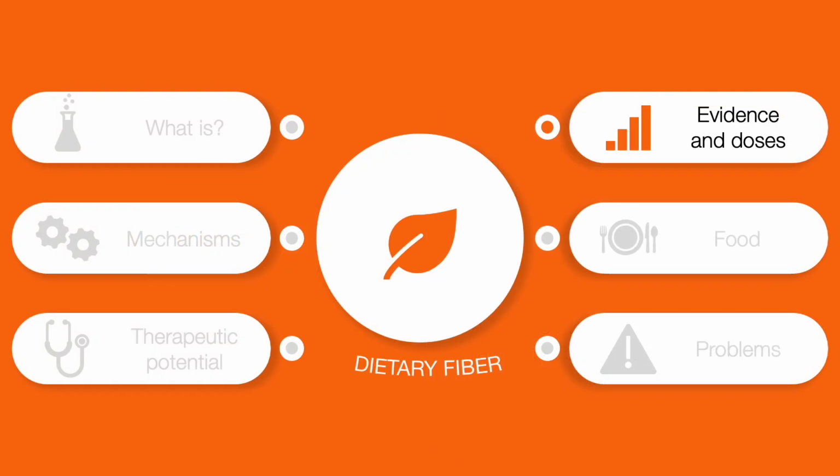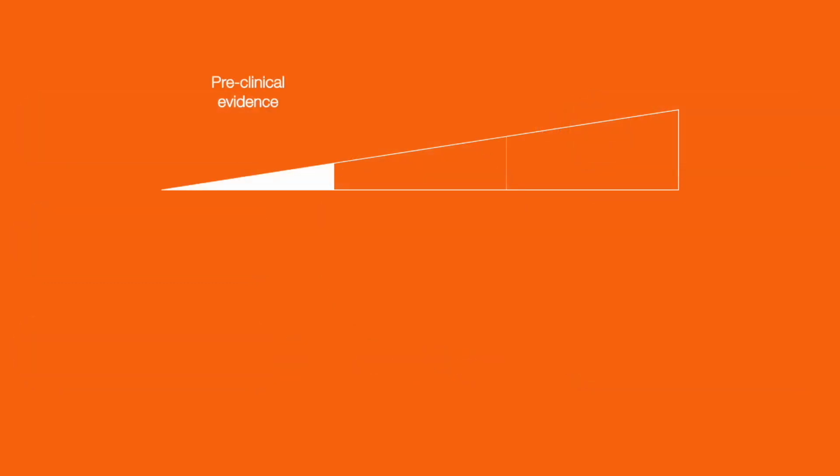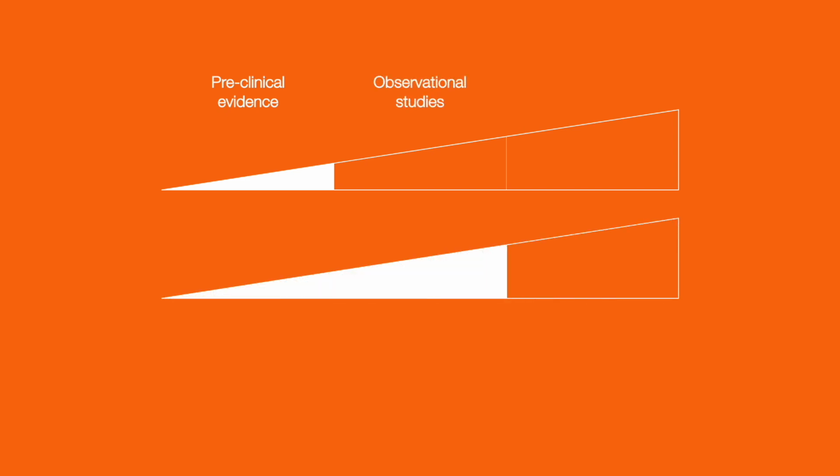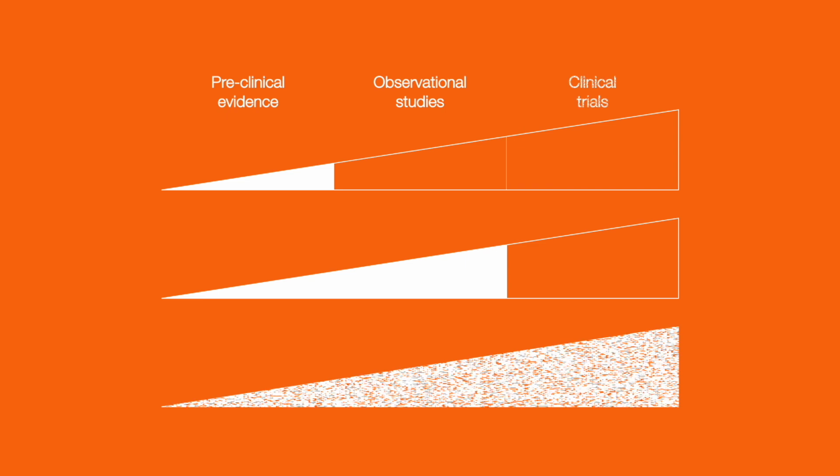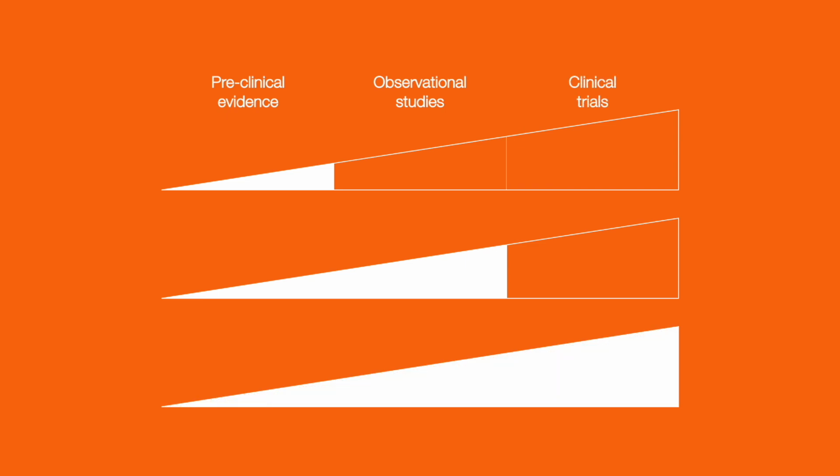And what are the evidence and recommendations regarding fiber consumption? Regarding the scientific evidence that supports the beneficial effect of a nutrient, these can be preclinical evidence obtained in the laboratory, either in vitro studies or in animal models, observational studies, or, in the best case, clinical trials. In the case of fiber in multiple sclerosis, there are still no clinical trials, but there are some observational studies.